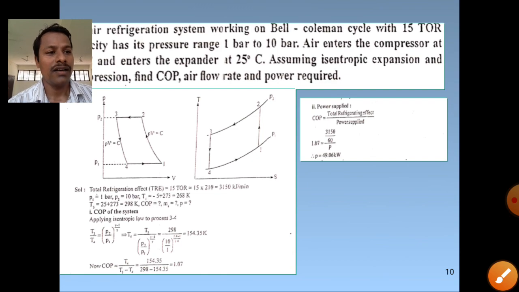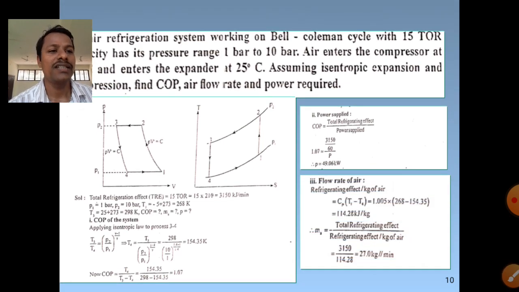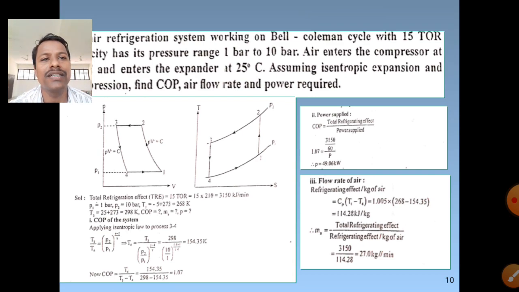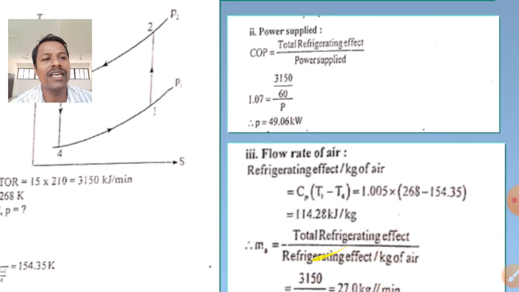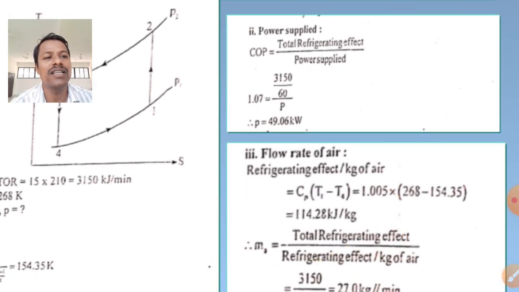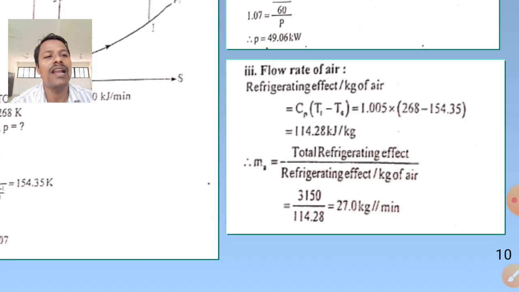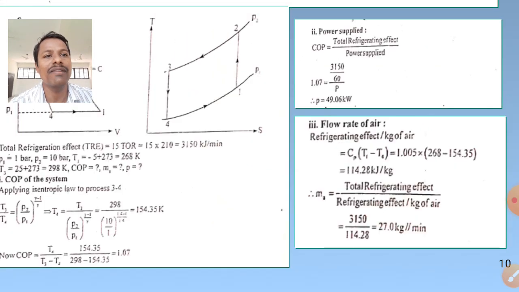So, here we are left with the third part, that is the air flow rate, or mass flow rate of the air, inside this refrigeration cycle. Here we already know that the refrigeration effect per kg of air can be calculated. How do we calculate the refrigeration effect per kg of air? From the TS diagram we can understand it.